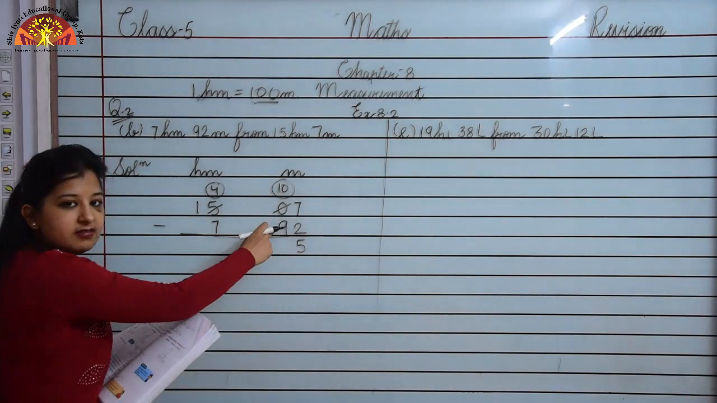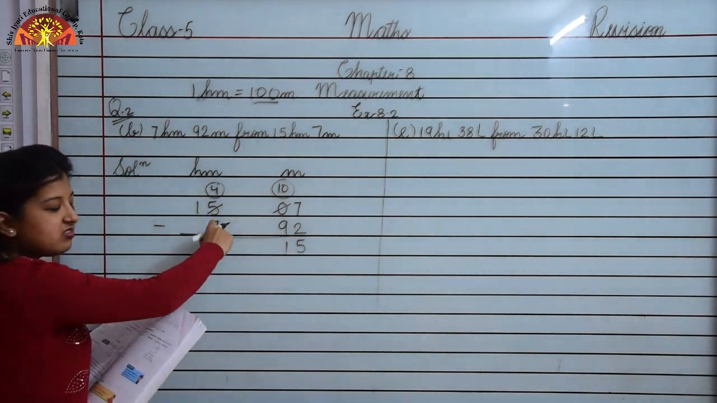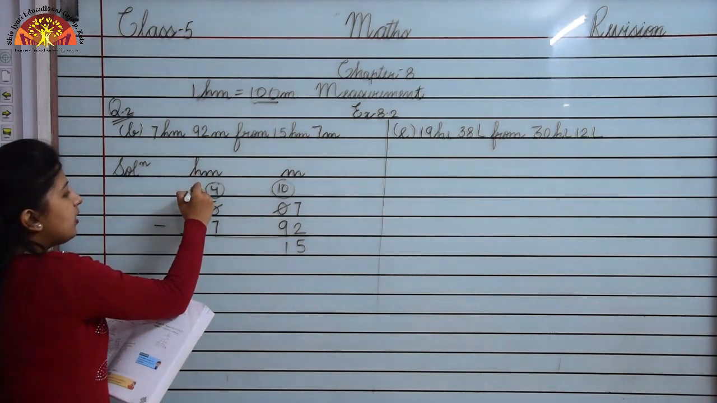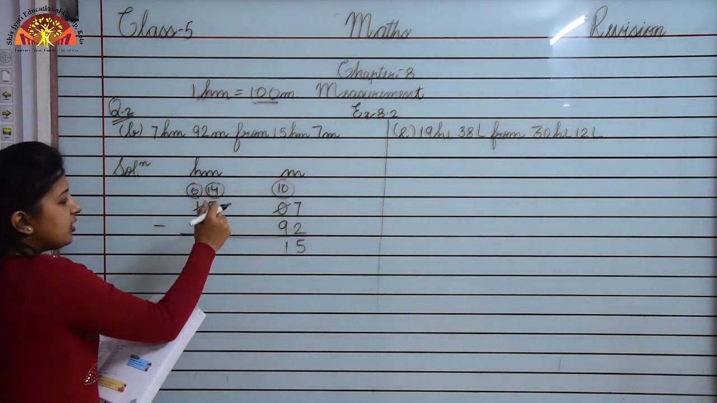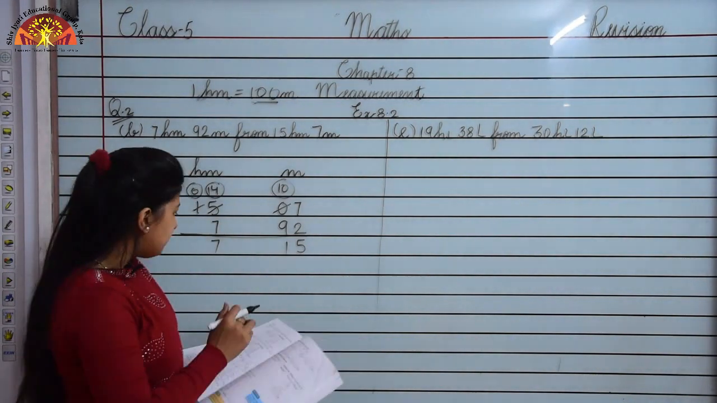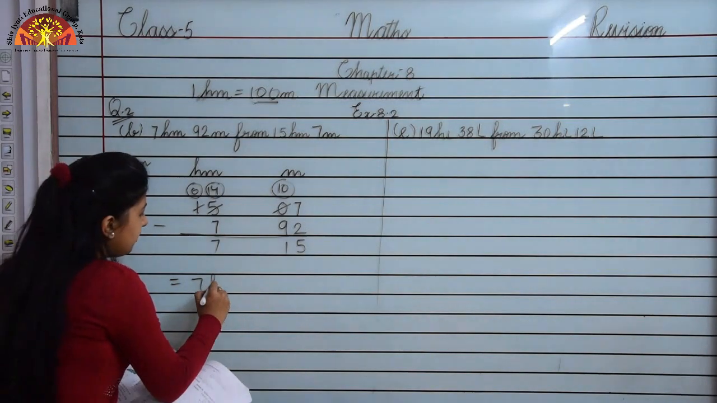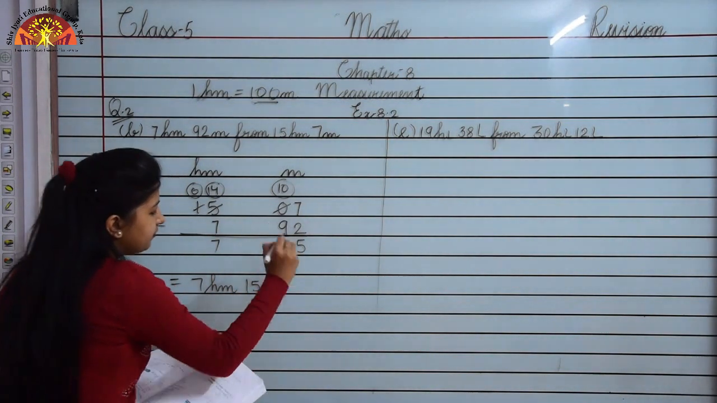Now, 10 minus 9 equals 1. Now, 4 minus 7 is not possible, so we will borrow from 1. So, 1 becomes 0 and 4 becomes 14. So, 14 minus 7 is 7. So, the answer will be 7 hectometer and 15 meter.